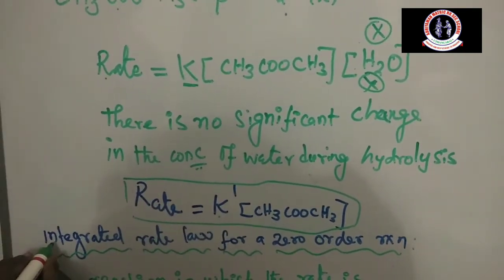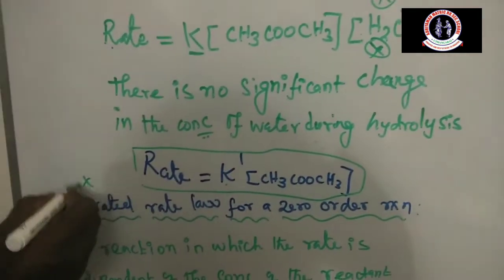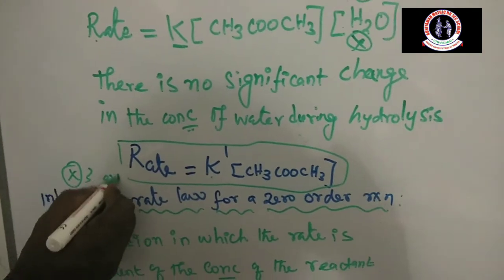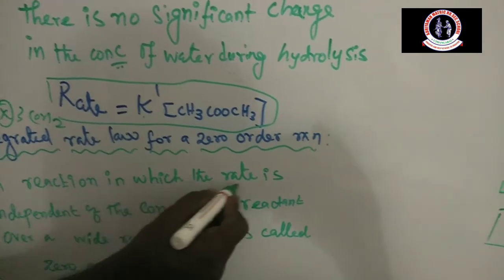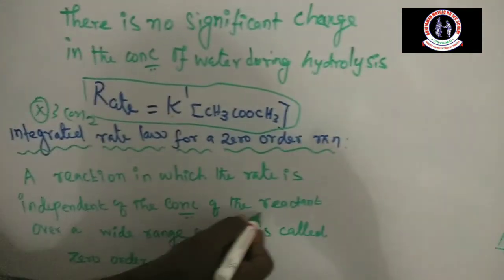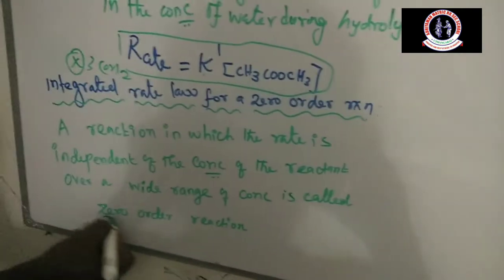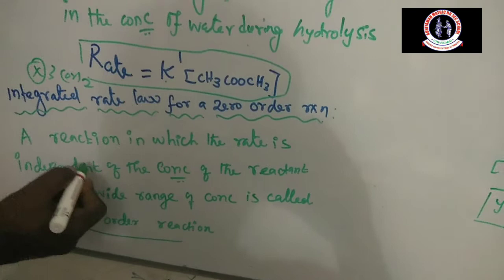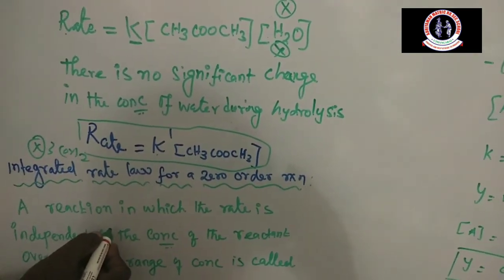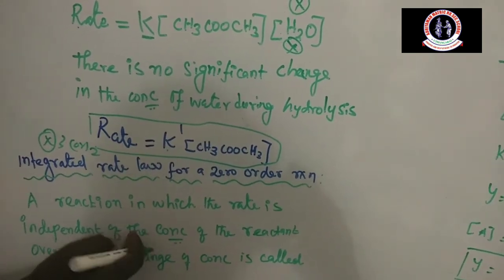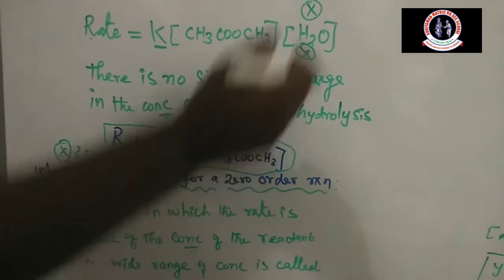Next one, integrated rate law for the zero order reaction. It's a very important 3-mark or 2-mark question. A reaction in which the rate is independent of the concentration of reactant over a wide range of concentration is called a zero order reaction. Very important. Simply I am telling you, it is independent of the initial concentration of the reactant, and it is called a zero order reaction.